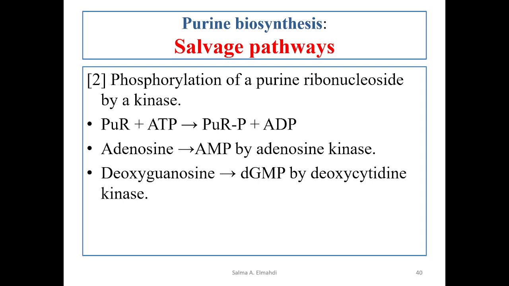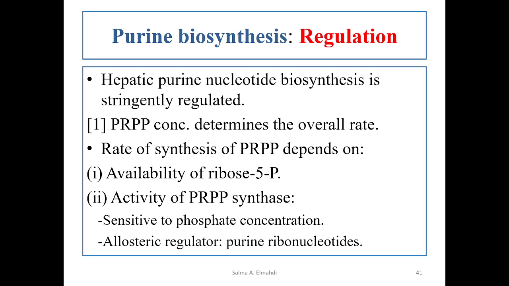The second reaction for salvage pathways is phosphorylation of a purine nucleoside. In the previous reaction, we started with a base and we add to it the phosphoribose. Here we have the nucleoside, so we have the base, the purine, plus the ribose. We just need the phosphate, which comes from ATP. So adenosine will be converted to adenosine monophosphate by a kinase. Deoxyguanosine will be converted to deoxyguanosine monophosphate by deoxycytidine kinase.